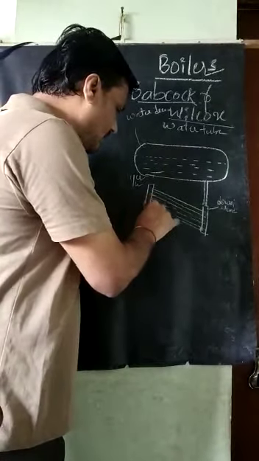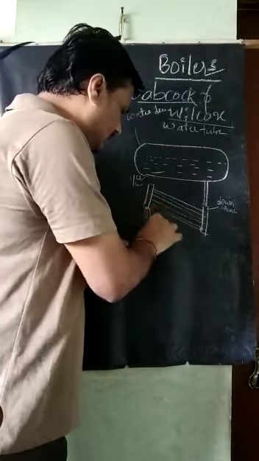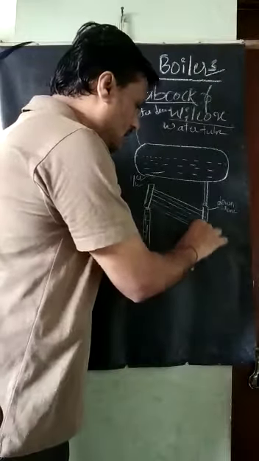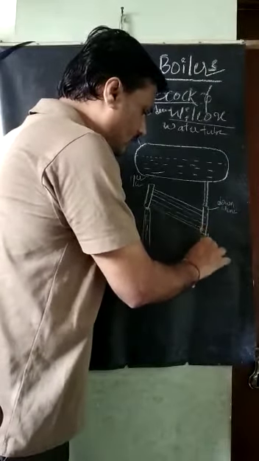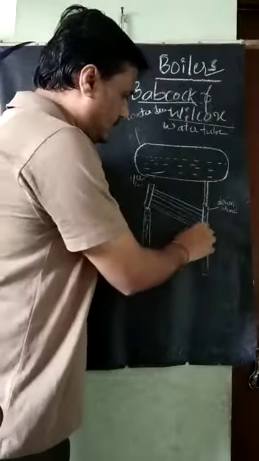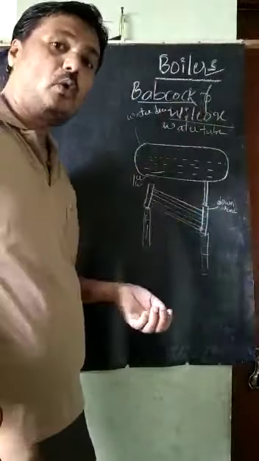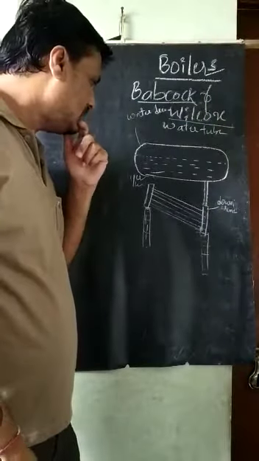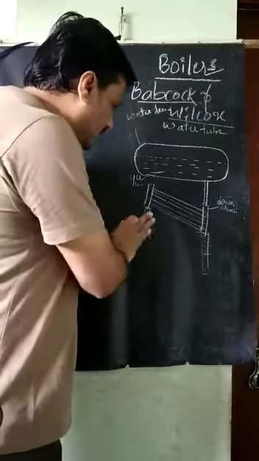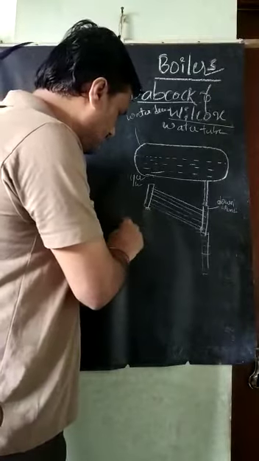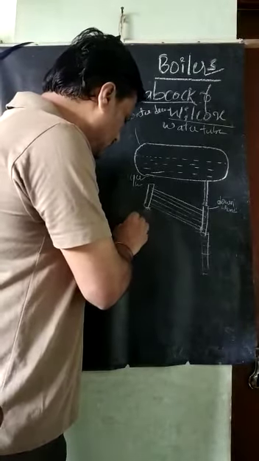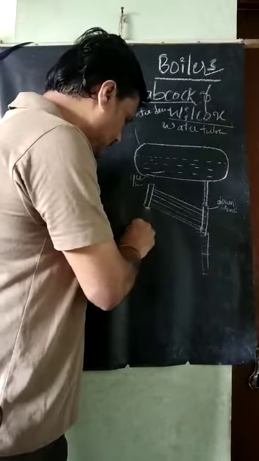These are all mounted on certain walls, and that arrangement will be there because these are fixed on the walls. Next arrangement: there will be the grate.